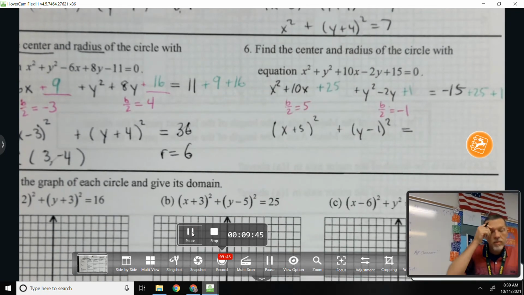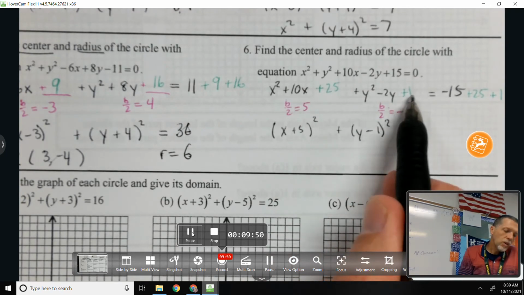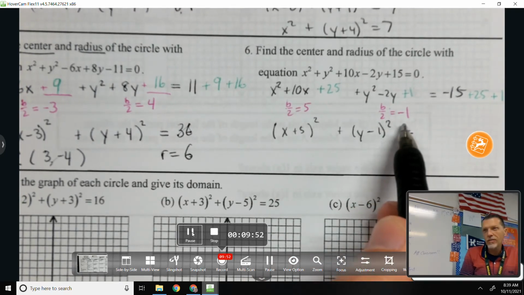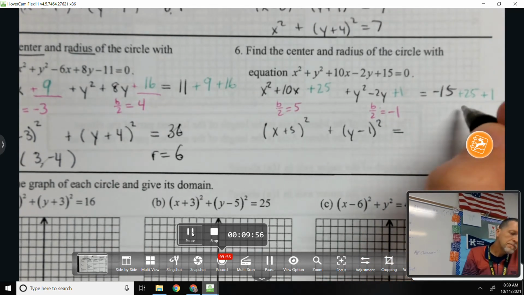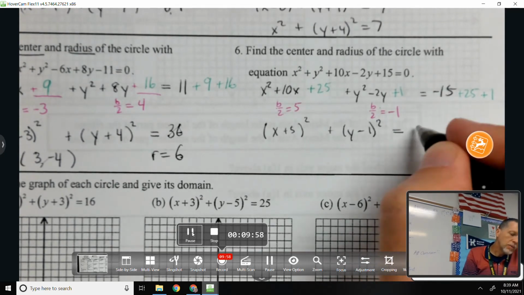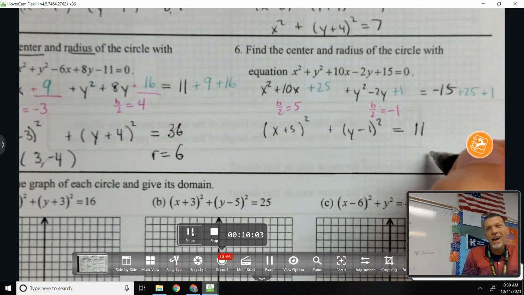Just put it this way. Half it, square it, add it. Half it, square it, add it. Careful when you square -1. You get +1. Add 1. So 10 plus 1 is 11. It makes me think somebody meant this to be 9, but it didn't work out that way.